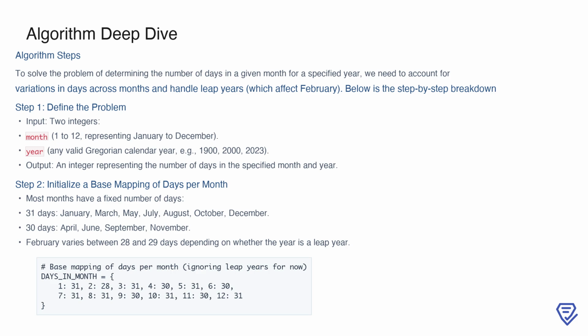Next, we need to establish a base mapping for the number of days in each month. Most months have a fixed number of days, 31 days in months like January and March, while months like April and June have 30 days. February, however, varies between 28 and 29 days depending on whether the year is a leap year. This base mapping is represented using a dictionary, days_in_month, which allows us to efficiently store and access the number of days for each month, ignoring leap year adjustments for now.